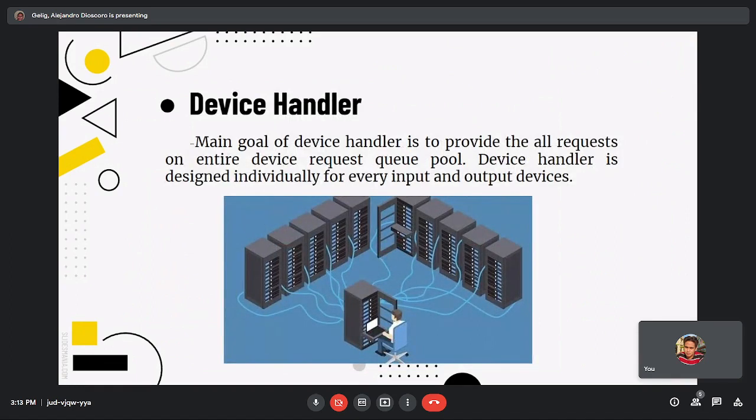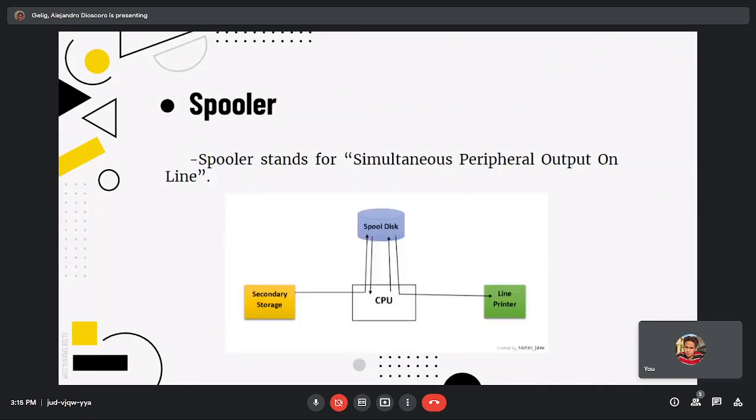The device handler. The main goal of the device handler is to serve all requests on the entire device request queue pool. Device handlers are designed individually for different output devices. Device handlers are software that interface between the OS and the I/O devices. When an I/O instruction is received, the device handler converts the generic instruction and internal character code into the format requested by the specific device. And next one is the spooler.